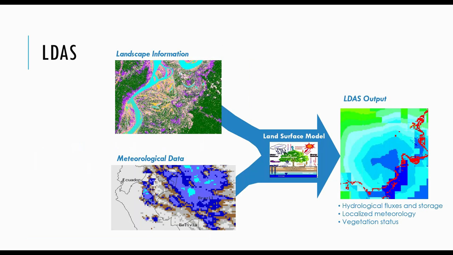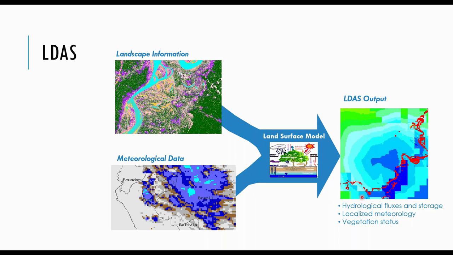In cartoon form, what this looks like is that you start off with some landscape information from very often satellite-derived land cover and vegetation products and your satellite-derived topography from sources such as HydroSHEDS. You combine that with your satellite data on meteorology, including, for example, your GPM precipitation. You bring these together into a land surface model, and that would typically give you some output in terms of hydrological fluxes and storages, you know, evapotranspiration, soil moisture, changes in groundwater storage, river flow.